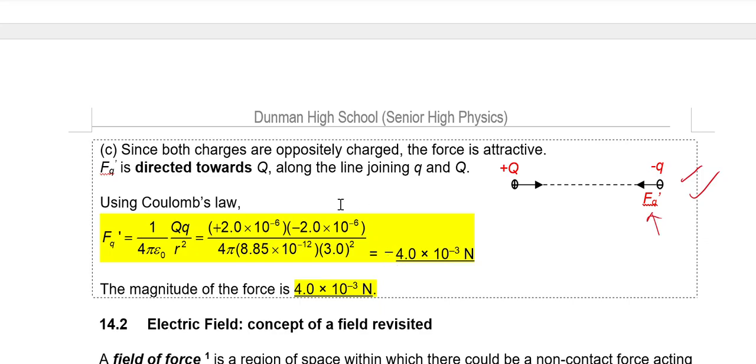So if you want the direction, you should actually draw the diagram to figure it out. So the magnitude of the force is 4.0 and it is actually towards capital Q, because positive and negative must attract. Right, we move on to the next chapter on electric fields.